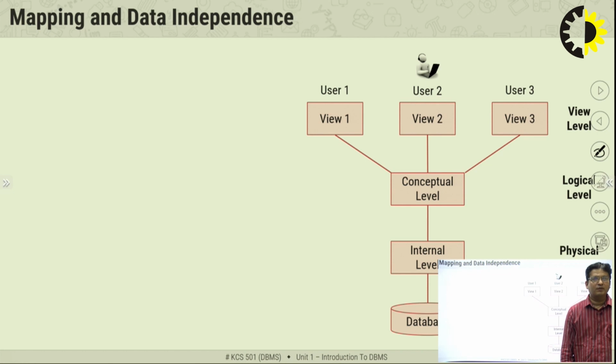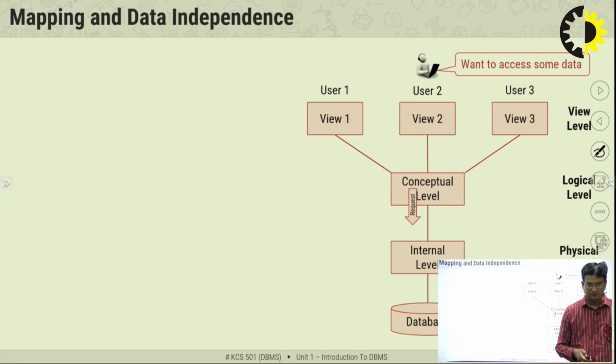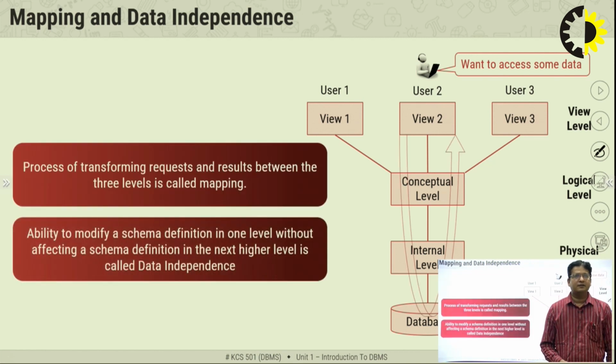Next, how do we perform mapping in this? Mapping is basically sending the request by the user and getting the result from all the three levels, that is mapping. There are two levels of mapping: between the internal level and the conceptual level, and between the view level and the logical level. So the entire purpose of mapping is to handle the request and the result.